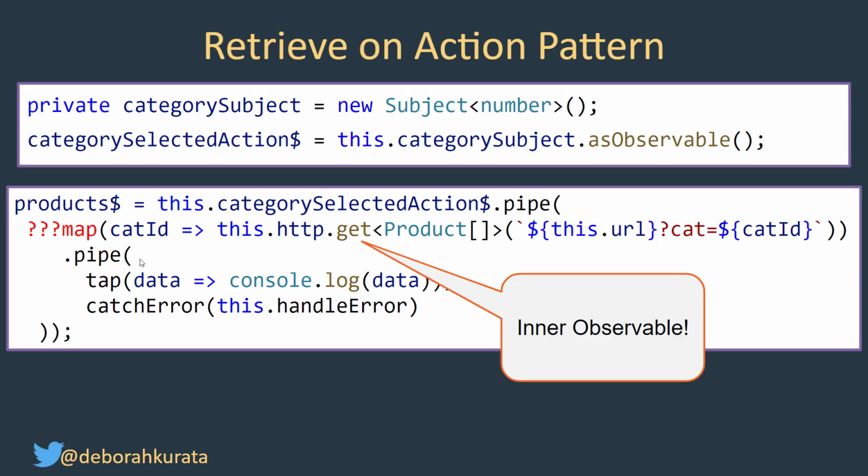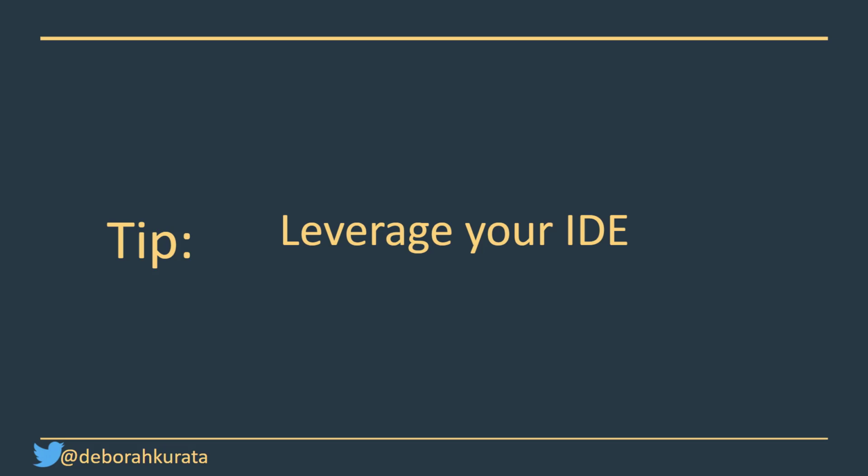So looking at this code, we have 2 problems. One, what kind of map should we use to make this actually work? And 2, if we use the async pipe and subscribe to our products dollar, that will automatically subscribe to our category selected action dollar. But what's going to subscribe to that inner observable? We have our inner observable, we have some kind of map we're supposed to use, and that brings us to our next tip, which is leverage your IDE.